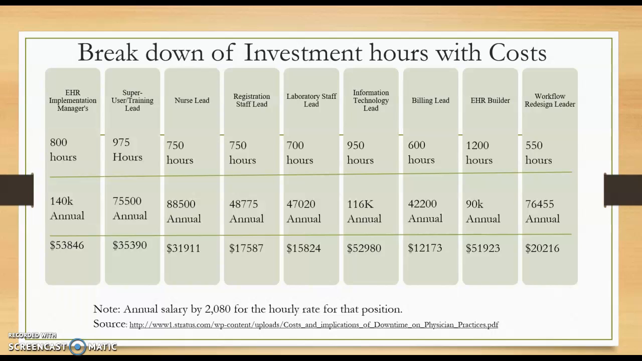For registration staff lead with 750 hours and annual $48,775, our project cost will be $17,587. For library staff lead with 700 hours and annual $47,020, our project cost will be $15,824. For information technology lead, 950 hours and annual 116K, cost 52,980. Billing lead, 600 hours, annual 42,200, cost $12,173. EHR builder, 1,200 hours, 90K annual, cost $51,923. Workforce redesign leader with 550 hours, annual 76,455, cost $20,216. Annual salary is divided by standard 2080 hours for that position.